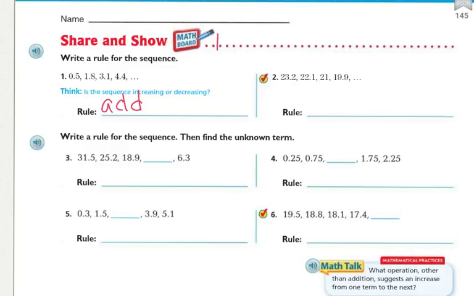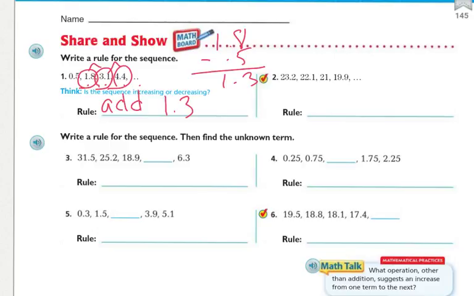Now I just need to find out what I'm adding. So 1.8 minus 0.5 is going to be 1.3. Okay, so my thought is it's going to be 1.3. You should do it to each of these just to make sure. You know, take 1.8 and see if the difference is still 1.3 in between these. Okay, see if it's still 1.3. And then you can make for sure that that's your rule.